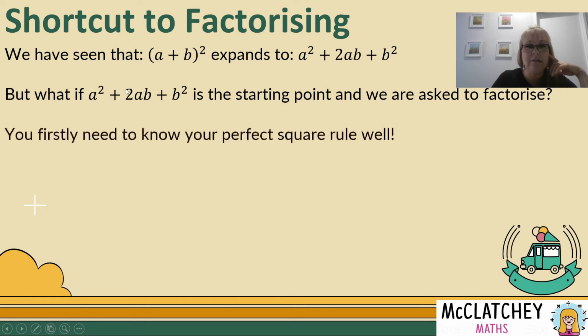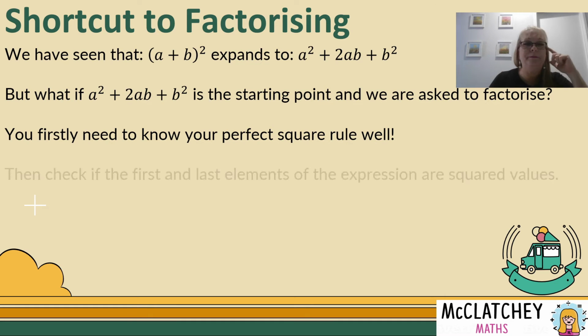Well, firstly, we need to know our perfect square rule really well. So you need to memorize this, expanding to that. I would say write it on a piece of paper, stick it on your bathroom mirror or your bedroom wall, and start to recognize and keep looking at that so that it becomes really familiar to your brain when you see something in that form.